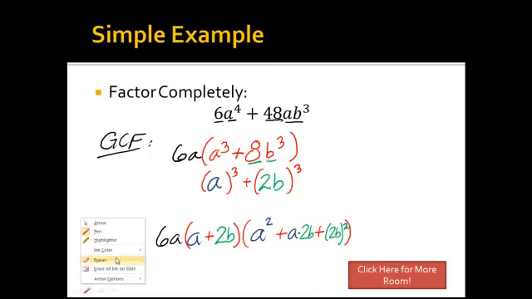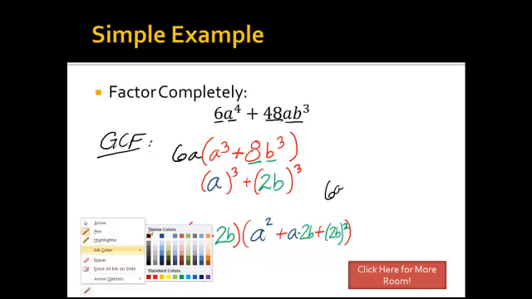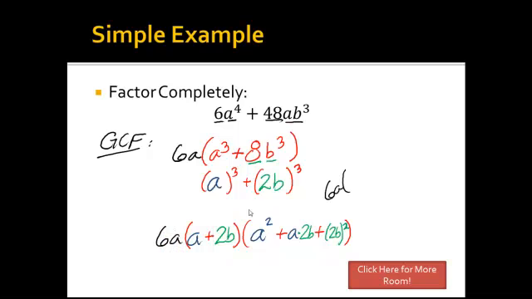Alright, so now I'm going to simplify here. I've got 6a. That's not hurting anybody. I don't need all the different colors now. So a plus 2b. I don't need to simplify that at all. A squared plus a times 2 times b, I could just write this as 2ab. 2b squared is 4b squared, if that makes any sense.